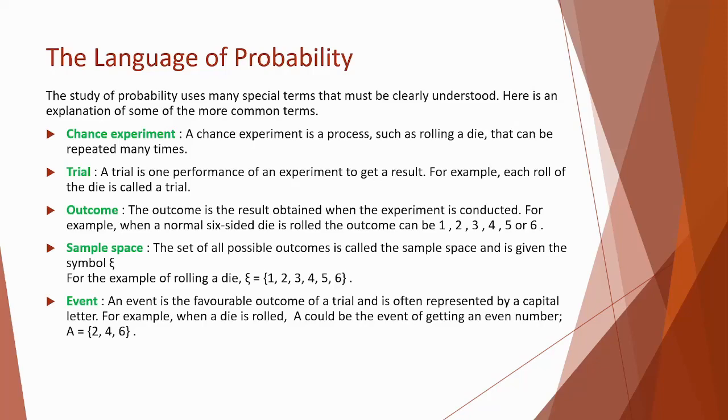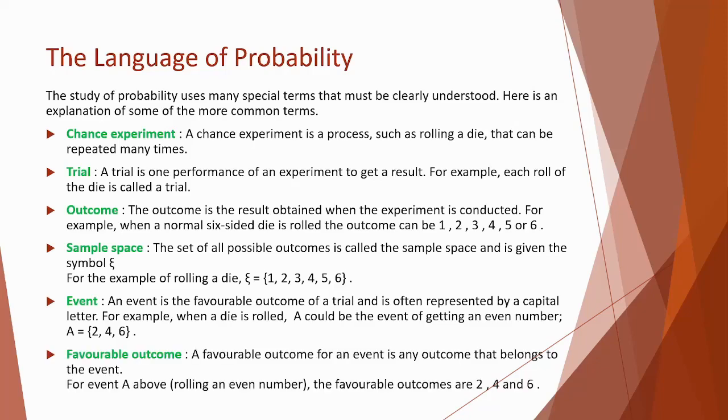And it's often represented by a capital letter. So we might say that I want all the even numbers for a dice roll. So I'll write A equals the set of 2, 4, or 6. I might say I want a head on a coin. So I would say H equals the set containing the head. And favorable outcome is the outcomes that belong to that event. So for the example before, where we were asking for even numbers, our favorable outcomes are 2, 4, and 6.